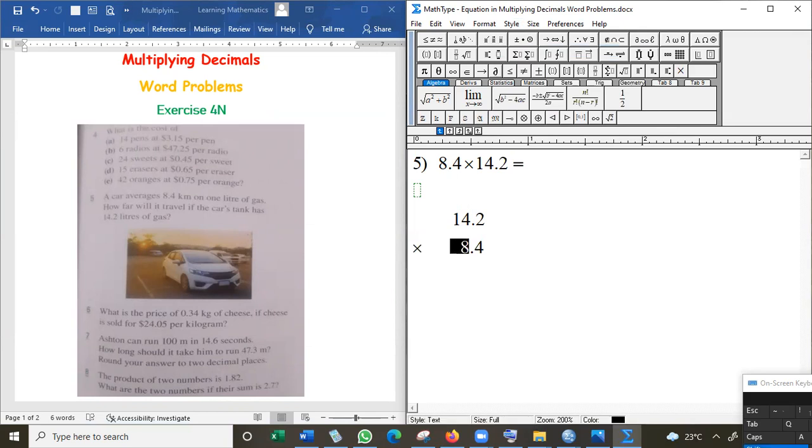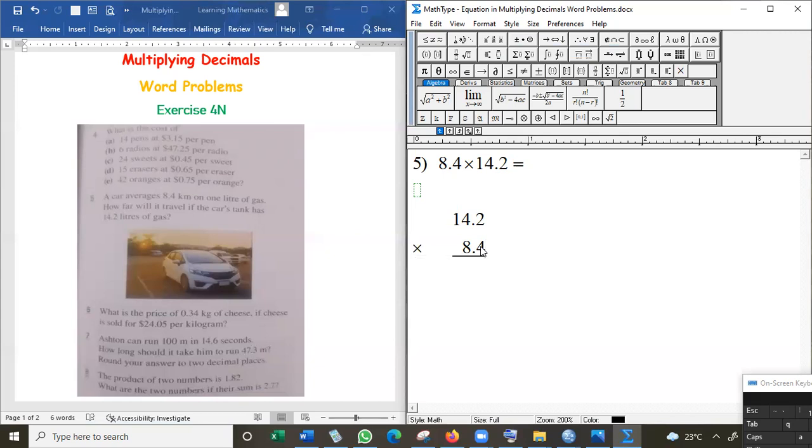So please take this down. All right. Again, 8.4 kilometers for 1 liter. 2 liters would be 2 times 8.4. 3 liters, 3 times. So we have to multiply 14.2 to 8.4, or 8.4 to 14.2, to get how many kilometers for 14.2 liters. So here we have it. Put the 14.2 on top because you have 3 numbers, and the 8.4 below, 2 numbers. You put a multiplication sign.